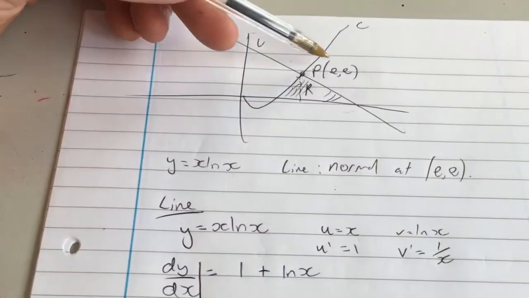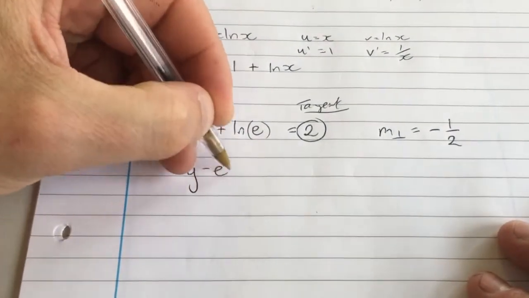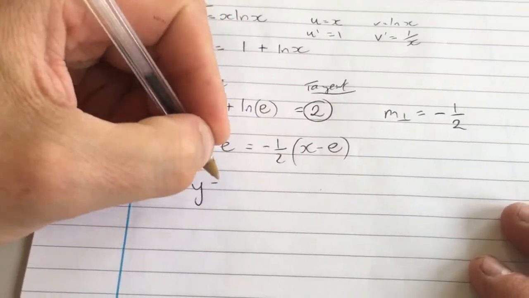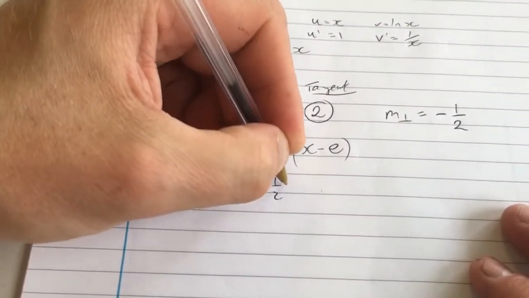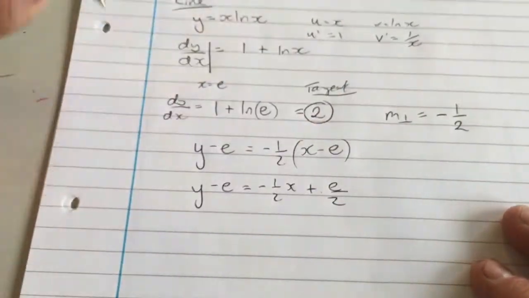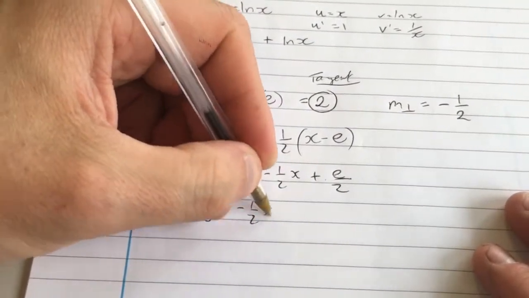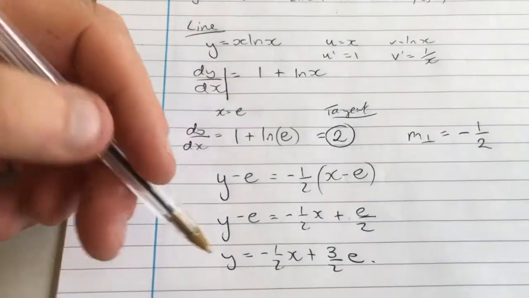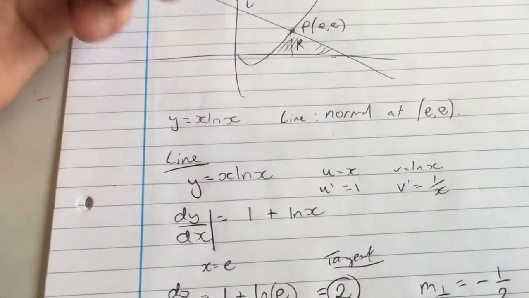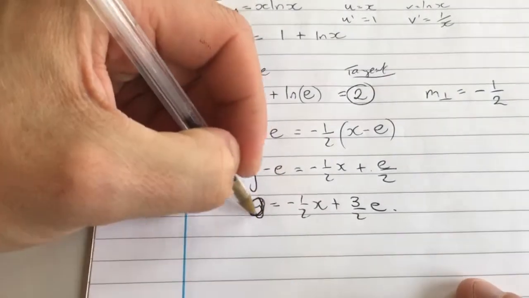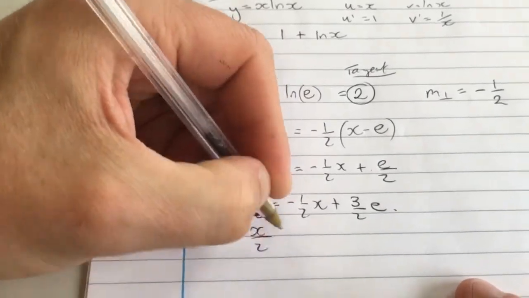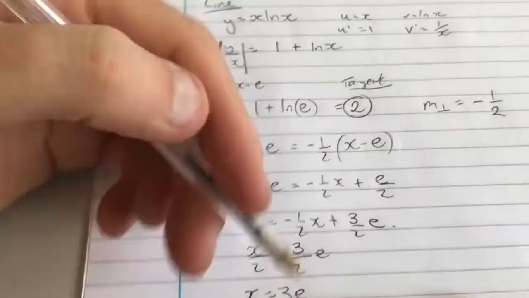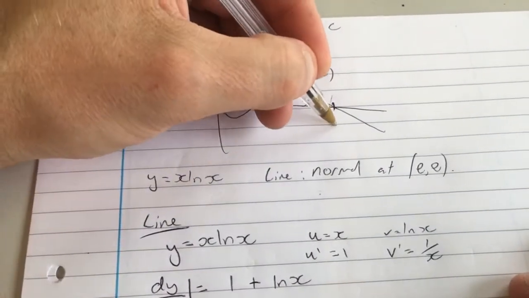And we know the point here is (e, e), so if we work out our equation, it's going to be y minus e equals minus a half (x minus e). So you get y minus e equals minus half x plus e over 2, y equals minus half x plus 3 over 2 e. Alright, we didn't actually need to do that, but we just want to find out where this crosses x. So we're going to make y equals 0 in this case. So we get half x is 3 over 2 e, so we get x equals 3e. So we cross the axis here at 3e.